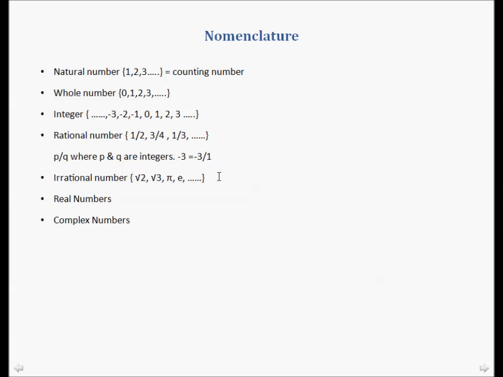What are irrational numbers? Those numbers which cannot be represented in the form p by q are called irrational numbers. So root 3, root 2, pi and so on. Irrational numbers are not very important as far as our exam is concerned, so we would not cover irrational numbers in detail. Real numbers are a set which constitutes both rational numbers and irrational numbers. So when we combine rational and irrational numbers, what we get are real numbers.